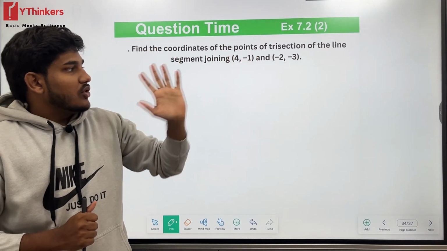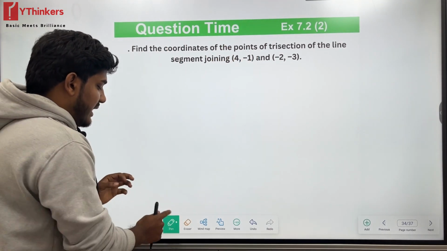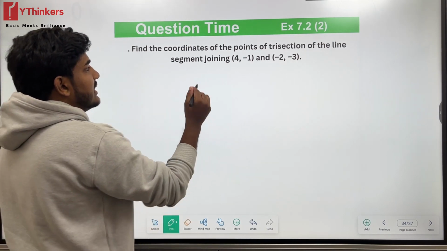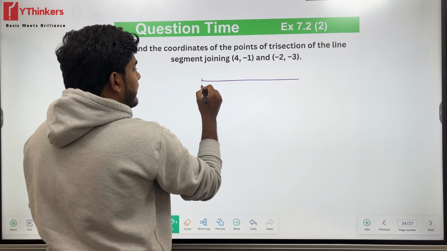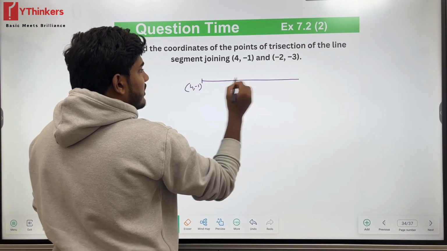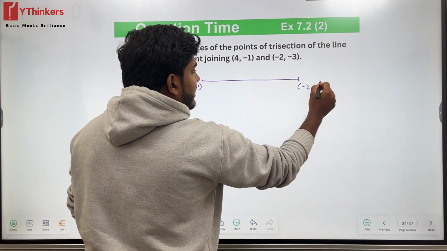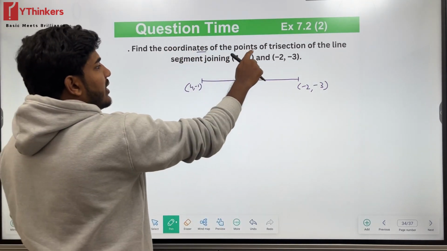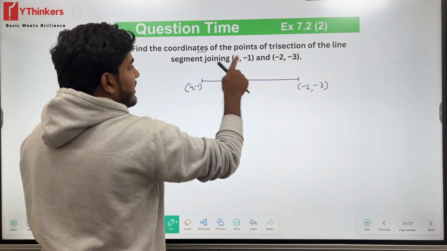They have given some coordinates and a line segment. If you look closely at this sum, what it says is there is a line segment (4, -1) and (-2, -3). Okay, find the coordinates, first of all plural, of the points of trisection of the line segment.